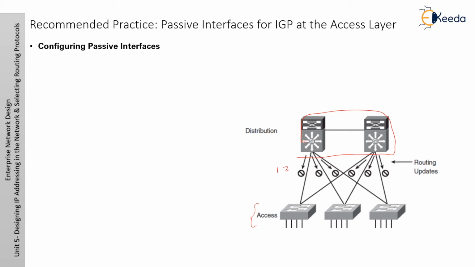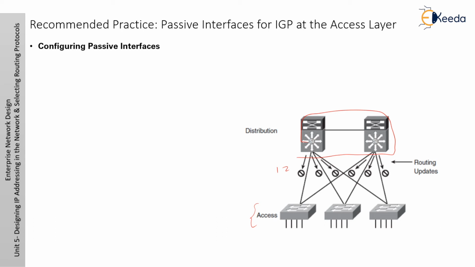provides no benefit and wastes resources, including CPU, processing time, and memory. Therefore, the interfaces on the distribution layer devices towards the access layer devices are configured as passive interfaces under the routing protocol configuration. This suppresses the advertisement of routing updates for the routing protocol on those interfaces.